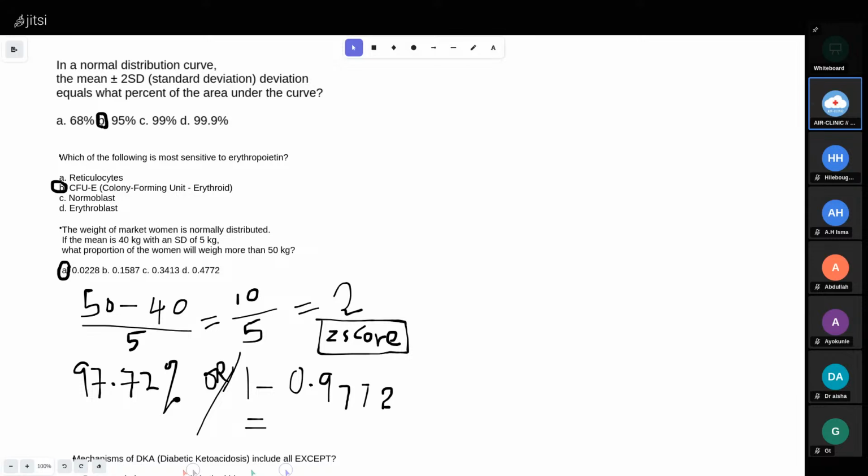serum calcium levels. So the next question: a man with polyuria and polydipsia has a serum calcium of 3.2. What's the classification of his hypercalcemia? They gave you a normal calcium level 2.1 to 2.6. So is it moderate? Is it mild? Is it life threatening? Is it severe?